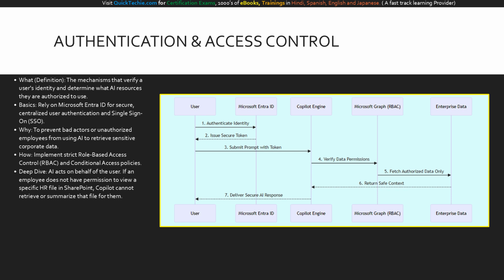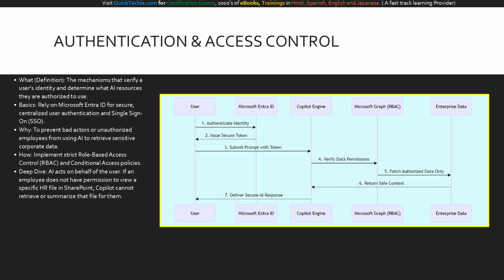Why is authentication paramount? Because an AI model is incredibly efficient at finding information. Without authentication, a bad actor or an unauthorized employee could ask the AI to summarize confidential payroll data. How do we stop this? We implement strict role-based access control, or RBAC, and enforce multi-factor authentication.